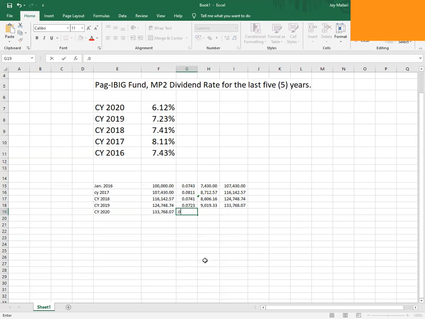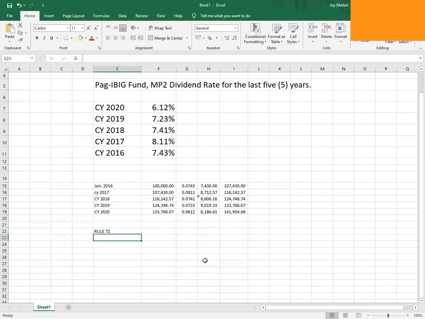The dividend rate is 0.0612. Let's multiply this by your fund value. Your investment after 5 years, your 100,000 has grown to 141,954.60. Before I end, I just would like to illustrate the Rule of 72.